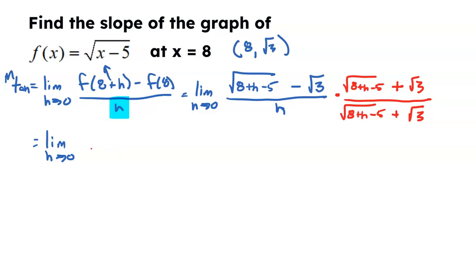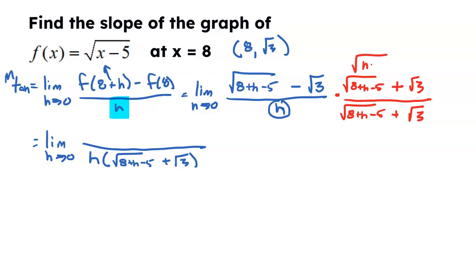Now, let's start with the bottom. The bottom is just pretty boring. It's going to be h, that's this h right here that I'm trying to get to cancel, times the square root of 8 plus h minus 5 plus the square root of 3. Now, actually, I should be honest here. This could be changed to the square root of h plus 3 because 8 minus 5 is 3. And same thing here. I'm actually going to go ahead and do that.